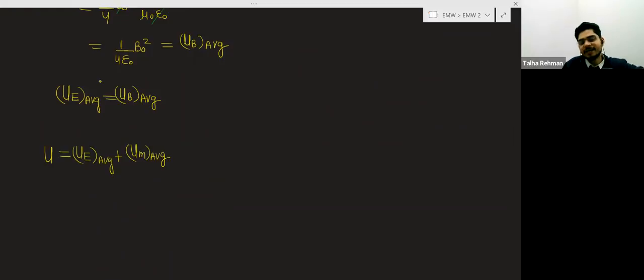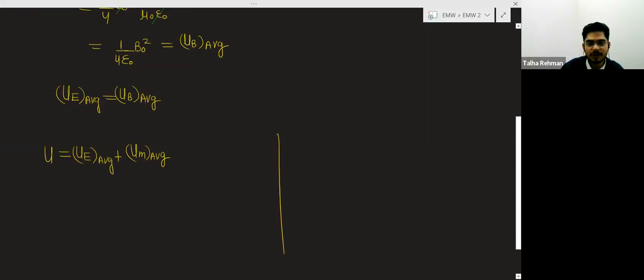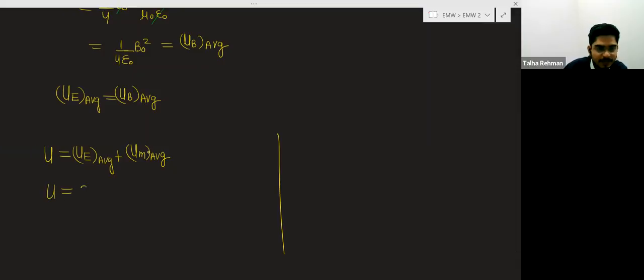So you can write in terms of the electric field value or in terms of the magnetic field value. I will write in both the terms. So I am writing in terms of the electric field value. Basically this and this will be equal, so I can write it as 2 times the average value of the electric field energy density. So it will become 2 into 1 by 4 epsilon naught into E naught square.